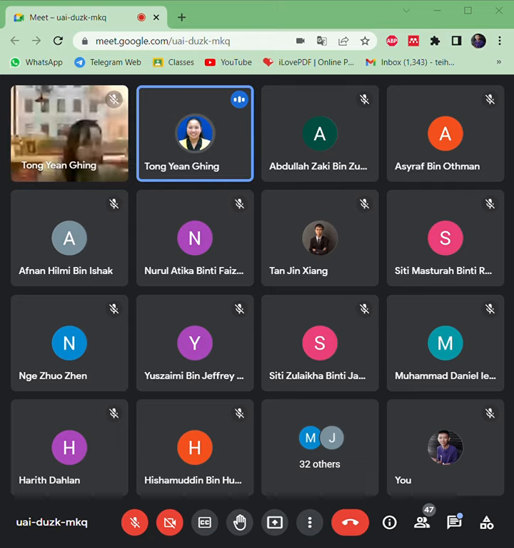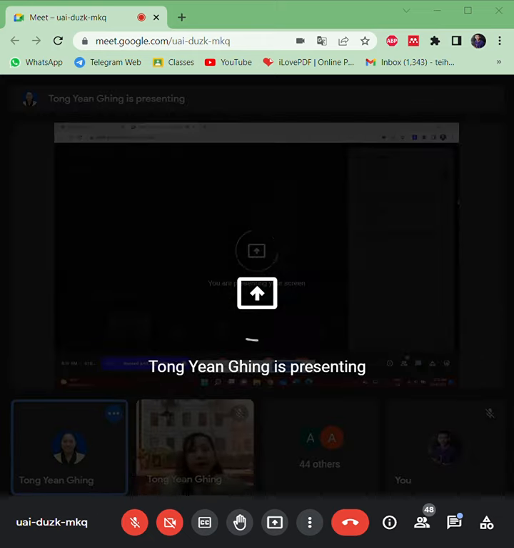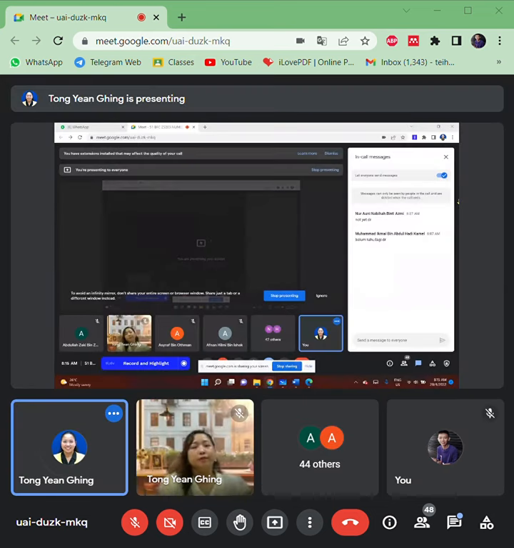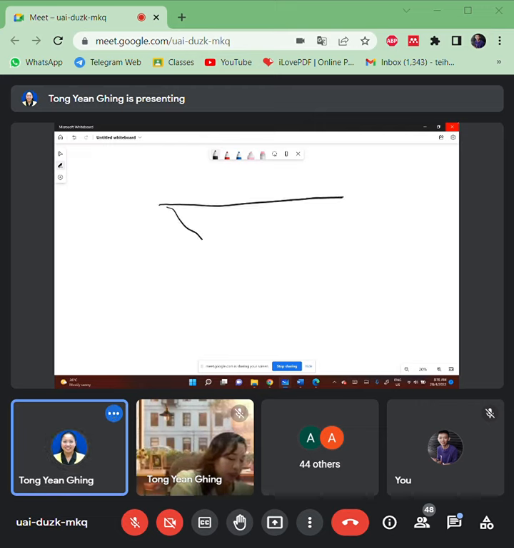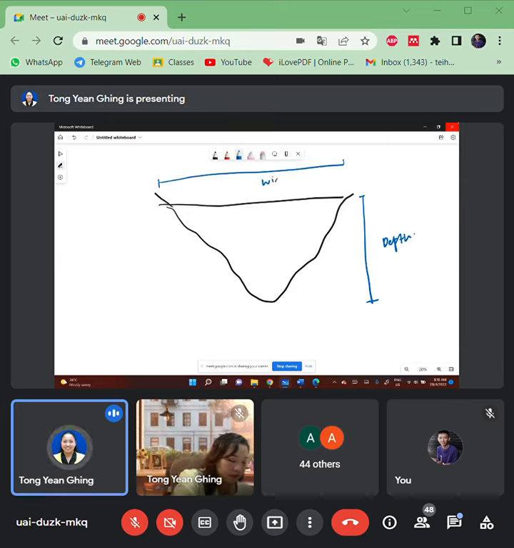The whole screen. Let's say like this. Okay, just now I mentioned, let's say this is the river, the depth of the river. Let's say this is the depth. And then you know this, the width of the river.